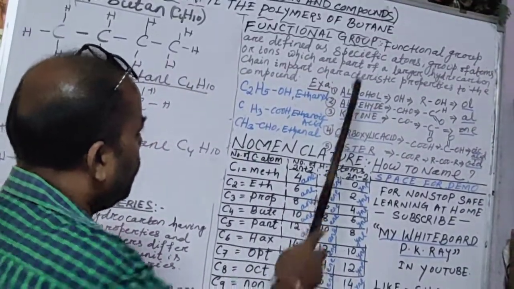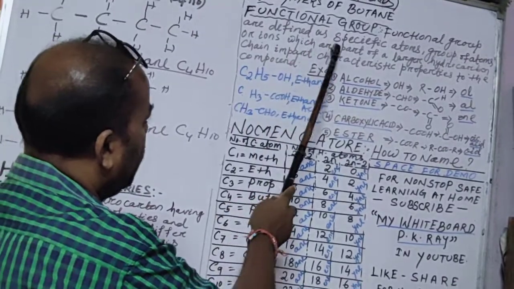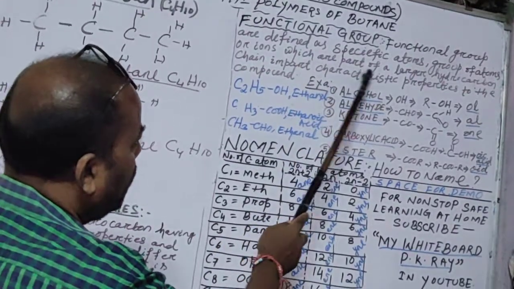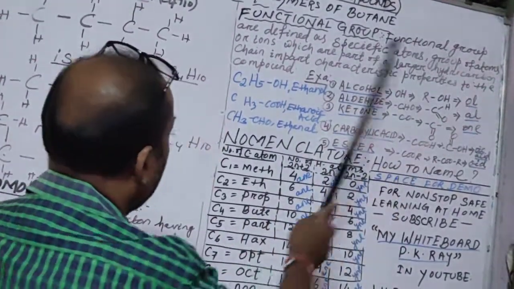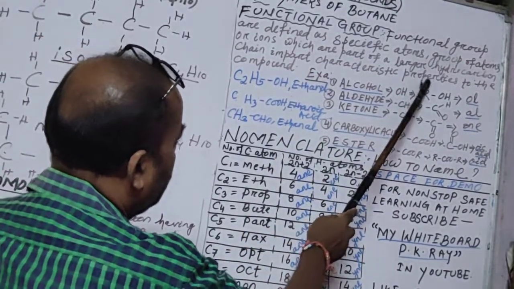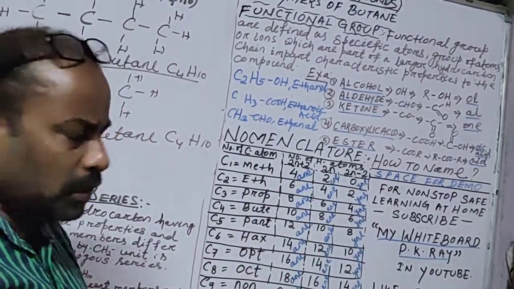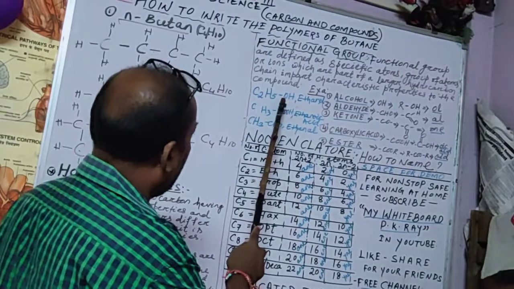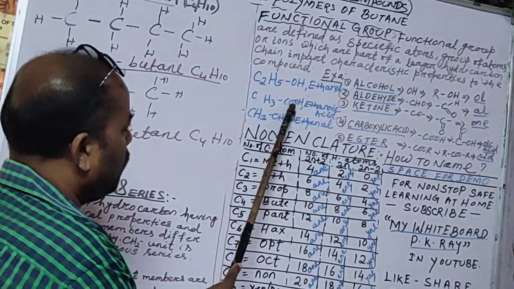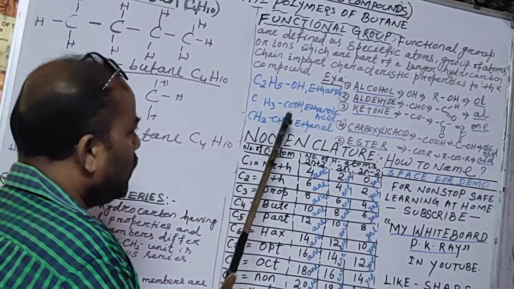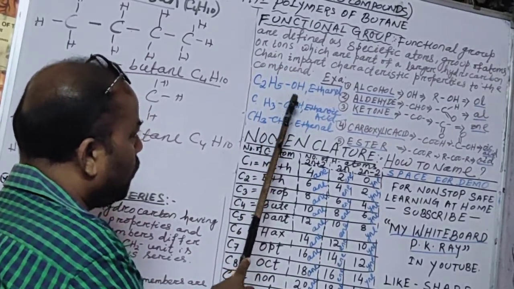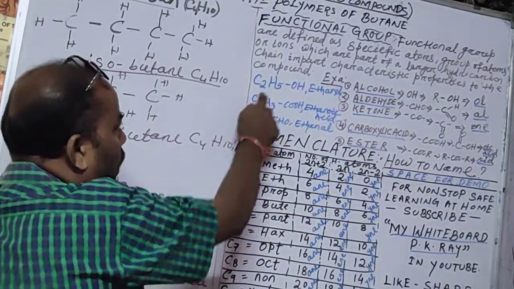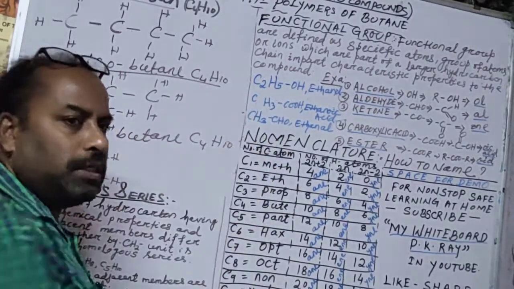What is a functional group? Functional groups are defined as specific atoms, or groups of atoms or ions, which are part of a larger hydrocarbon chain and impart characteristic properties to the compound. Simply, you see here I have written OH, here COOH, here CHO. These are atoms, groups of atoms or groups of ions. When they are attached to the parent hydrocarbon, they give the characteristic properties of this parent hydrocarbon.